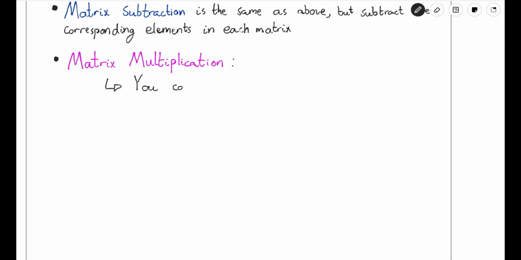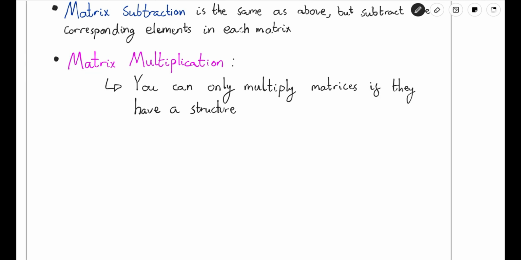First of all, like we saw with addition, you can only multiply two matrices if they have a certain structure. The two matrices don't necessarily have to have the same structure anymore, but you can only multiply two matrices together if the first has a structure n times m, and the second has a structure m times p. In other words, the number of columns in the first matrix you're multiplying with must be equal to the number of rows in the second matrix you're multiplying. Apart from that requirement, the number of rows in the first matrix, n, doesn't matter, and the number of columns in the second matrix, p, also doesn't matter.